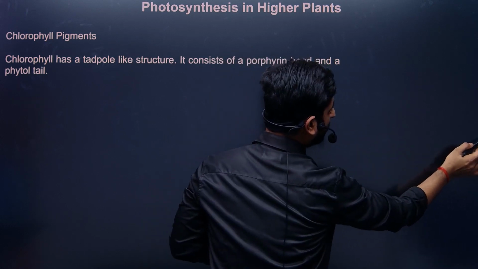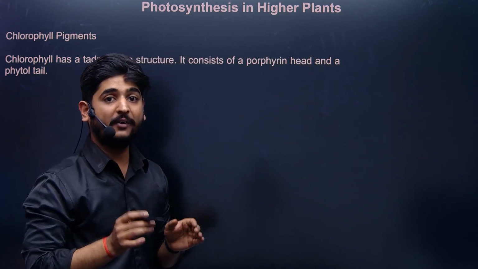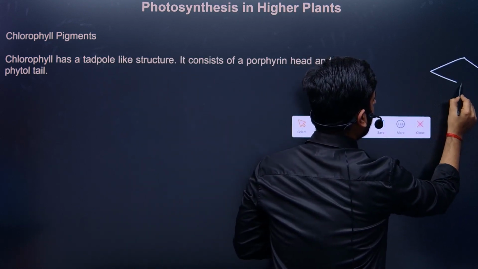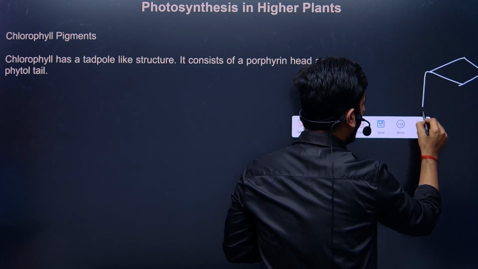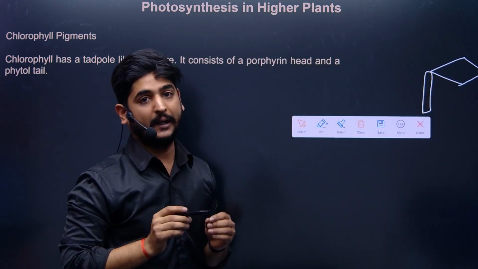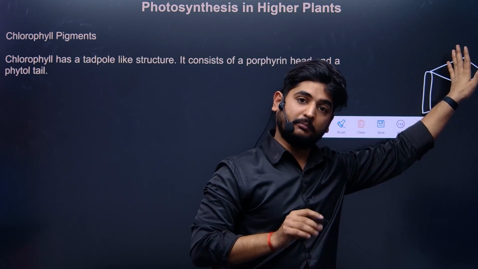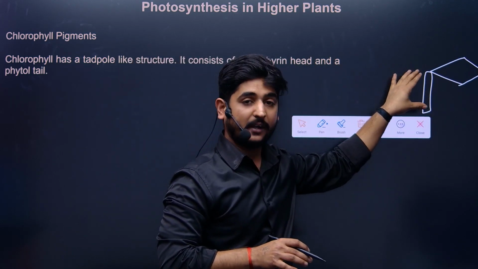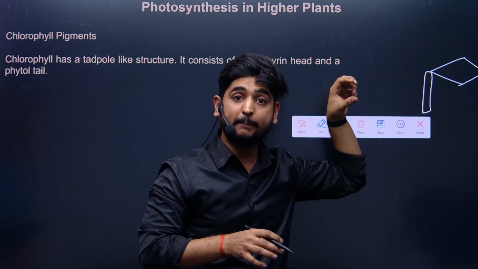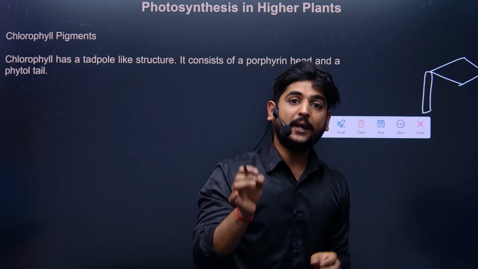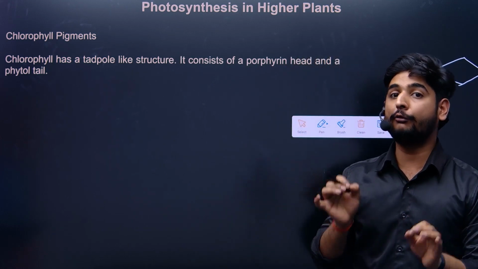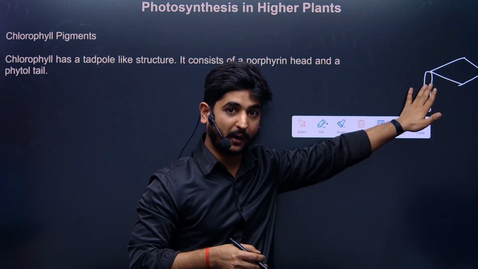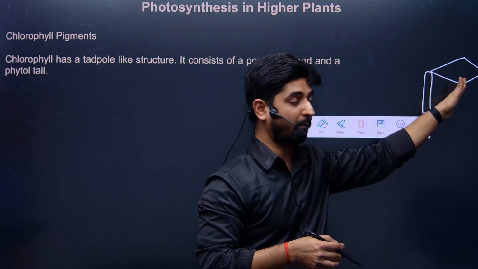So what is the structure of chlorophyll like? If somebody asks you, you will say that chlorophyll has a tadpole-like structure. What is a tadpole-like structure? It has a porphyrin head, and that porphyrin head is attached to a phytol tail. This porphyrin head is polar in nature and this phytol tail is non-polar in nature. So this is the part of the molecule which is embedded inside the lipid bilayer. You already know that the lipid bilayer is non-polar or hydrophobic in nature, so there must be some hydrophobic part that is going to attach to it. This is the hydrophobic part, whereas the part which is polar is outside the membrane.